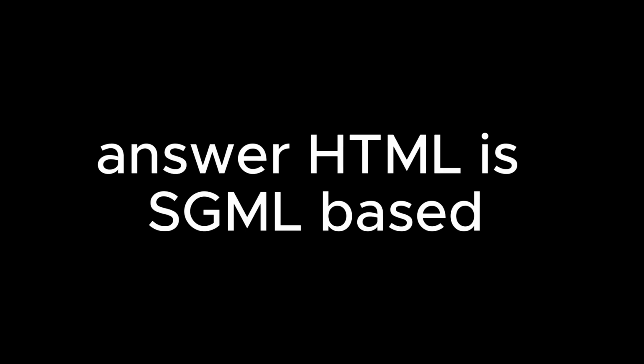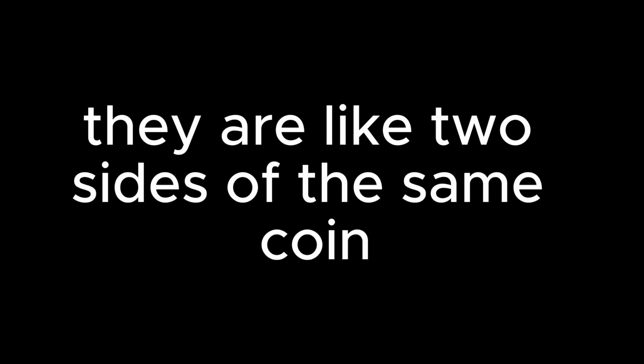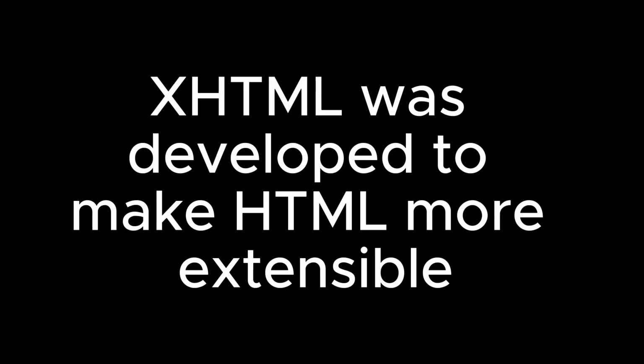Question 27. What is the difference between HTML and XHTML? Answer. HTML is SGML based while XHTML is XML based. They are like two sides of the same coin. XHTML was developed to make HTML more extensible and flexible.